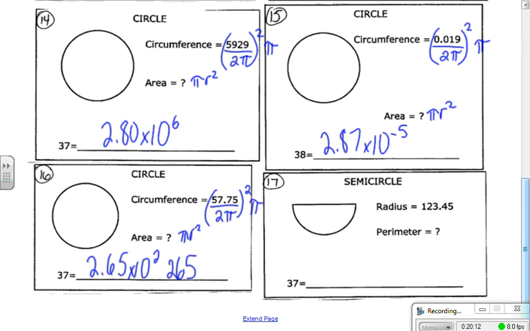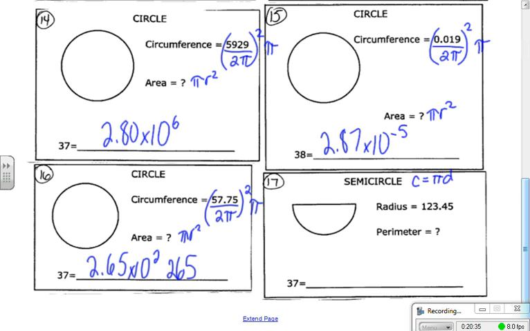Okay, number 17, we have a semicircle, which is going to be half of a circle, exactly half. And they give us the radius, and they want us to find the perimeter. So we're going to do one of the things we normally do. We're going to find the circumference, but then we're just going to take half of it. So we're going to go ahead and find our diameter, because remember, circumference is pi times diameter.